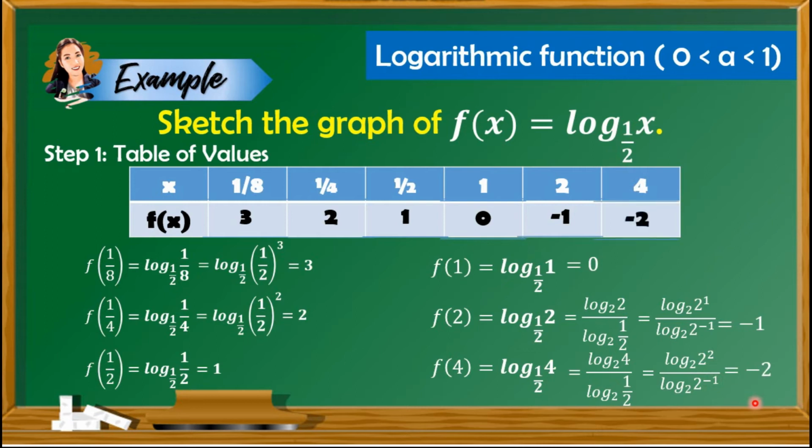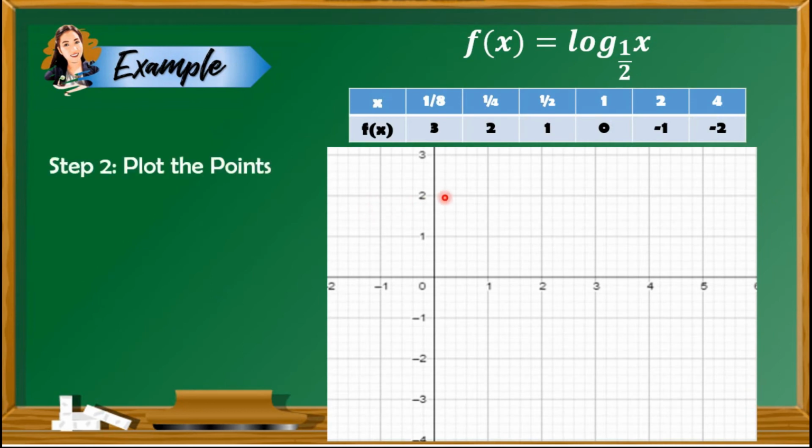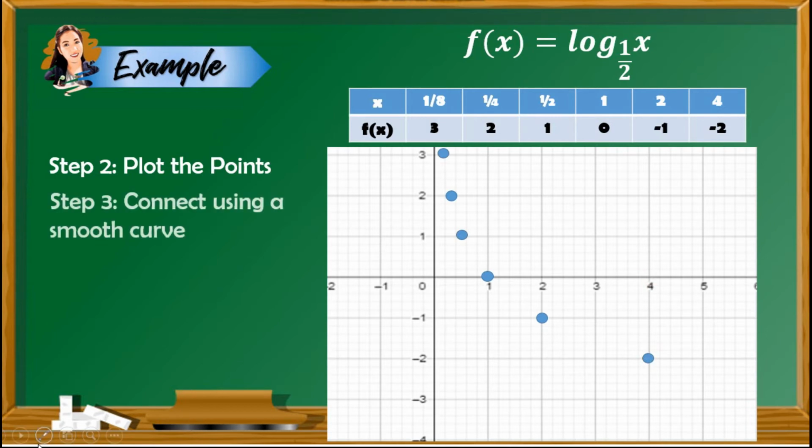After we have completed the table of values, let us now plot all of these points. We have 1/8 and 3, 1/4 and 2, 1/2 and 1, 1 and 0, 2 and negative 1, 4 and negative 2. The third step, we connect all the points using a smooth curve. So here is the graph of our function logarithm of x with base 1/2.